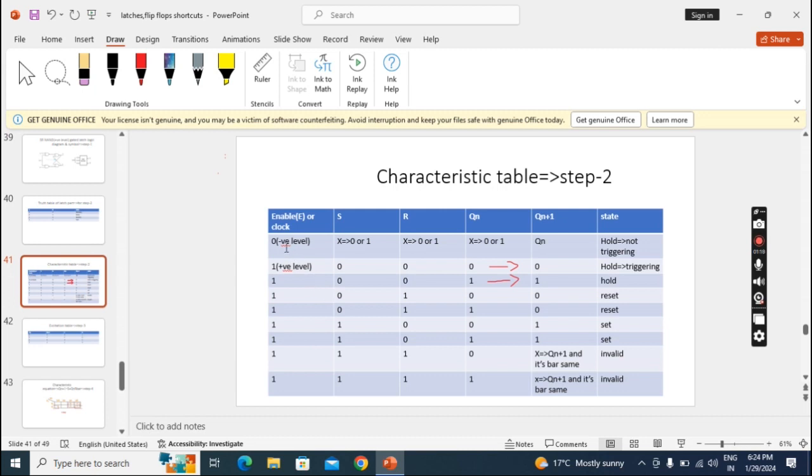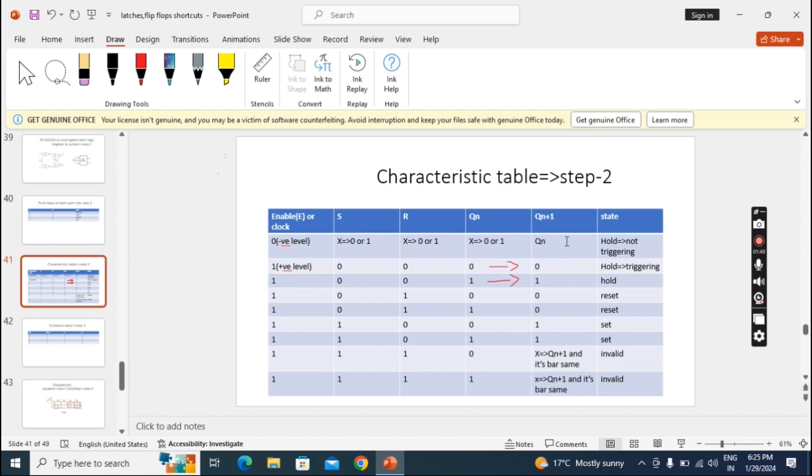Suppose when I apply 0, it means for a positive level circuit I apply negative level. Whatever the data inputs, S and R can be any value: 0, 0, 0, 1, 1, 0, 1, 1, and Qn can also be any value. Whatever it may be, it will become hold. Qn+1 becomes Qn only.